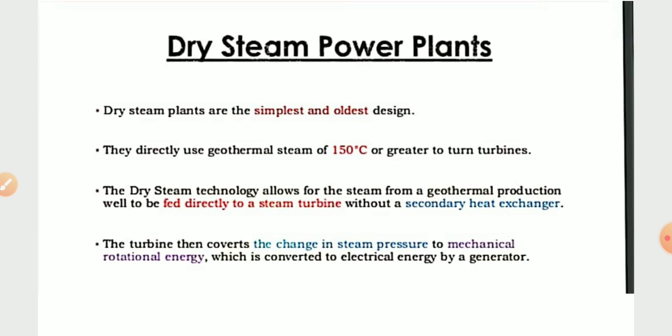Next, the turbine converts the change in steam pressure to mechanical energy. If steam pressure turns the turbine, then it starts rotating. So this is the mechanical energy, and the generator converts this mechanical energy to electrical energy, because the generator is connected with this turbine.